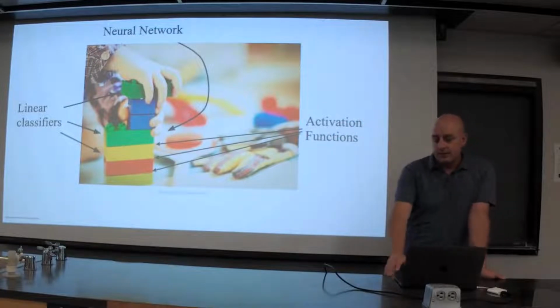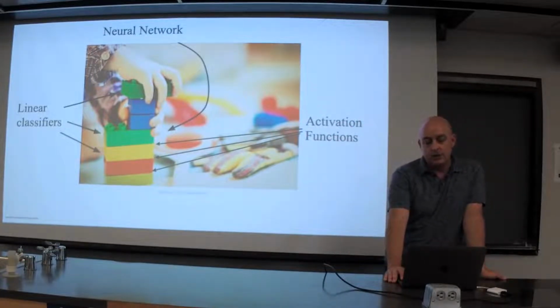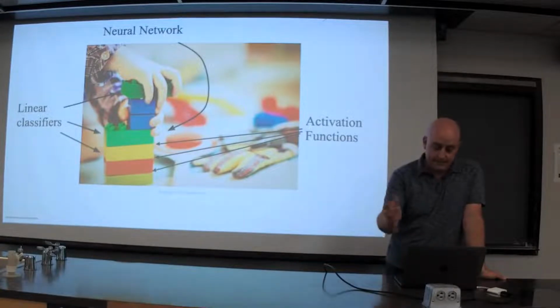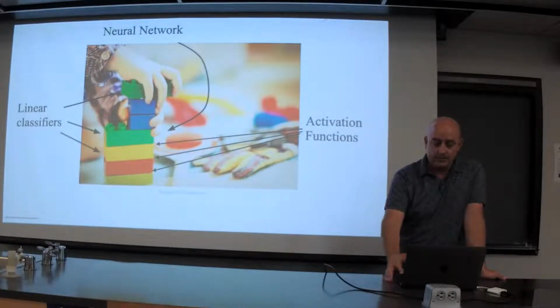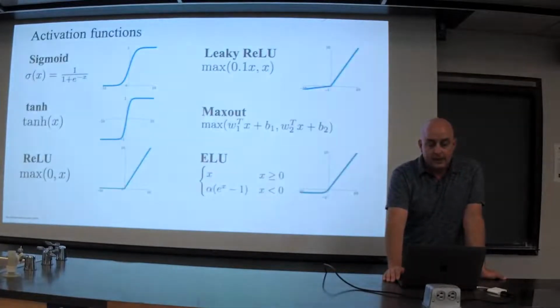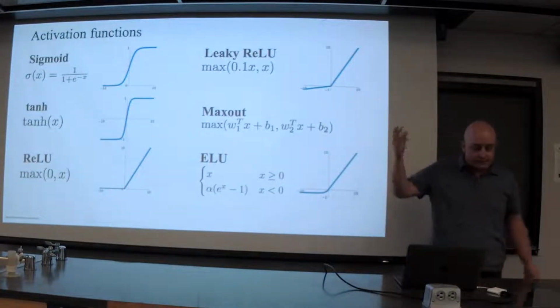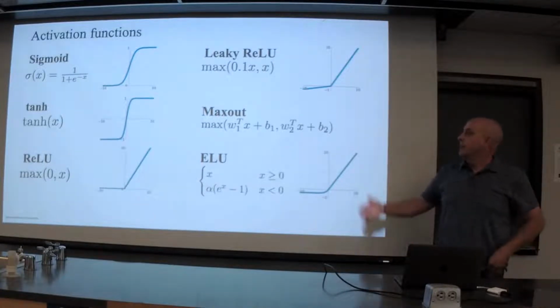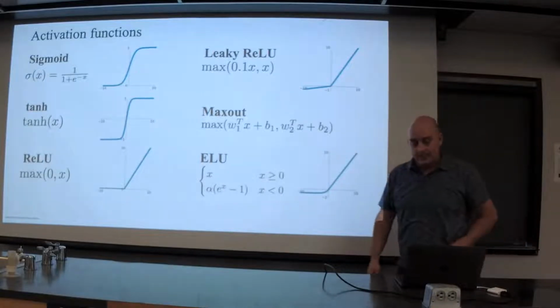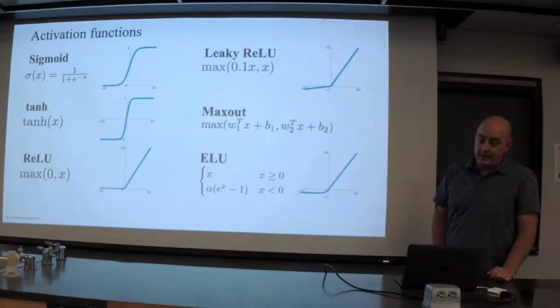What are the typical activation functions that you will run into and that you will use in your own neural networks, or you'll read about in papers about modern neural networks? So here is a list of some of these that you will run into. We're going to go through each of these and talk about the pluses and minuses.